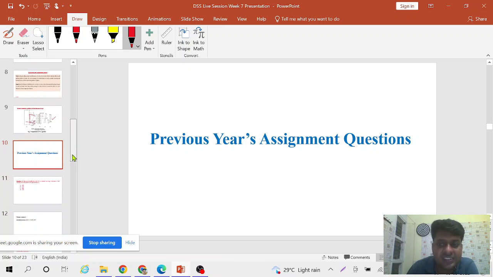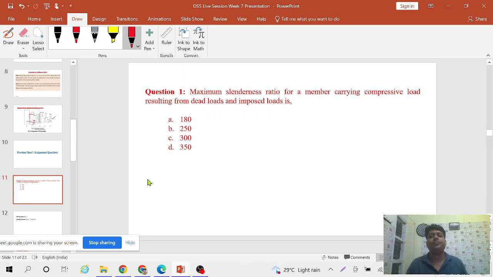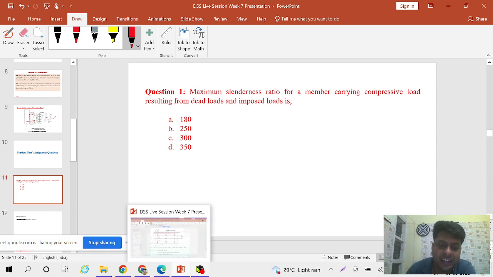Now coming to the previous year assignment questions. Question 1: maximum slenderness ratio for a member carrying compressive load resulting from dead loads and imposed loads is. This is the direct codal provision. Do you remember, in any one of the tables it has been given? Do you have the IS code book in front of you? It is 180. Okay, 180 is the correct answer.